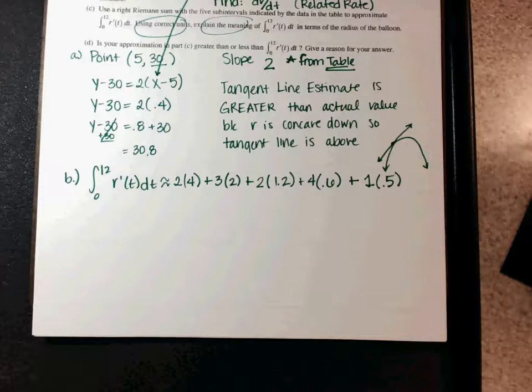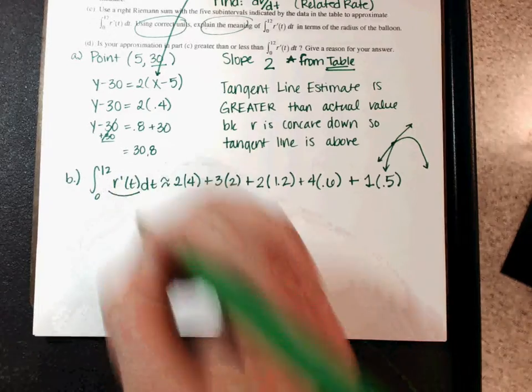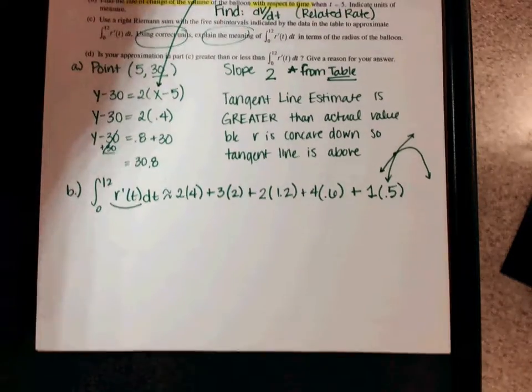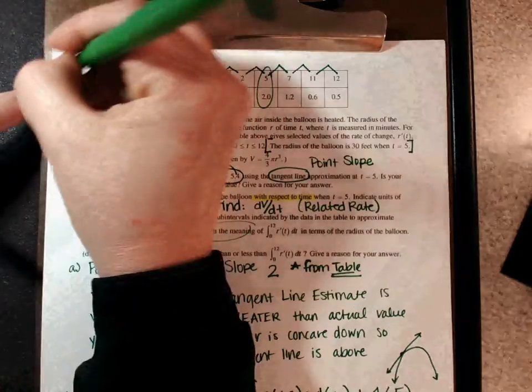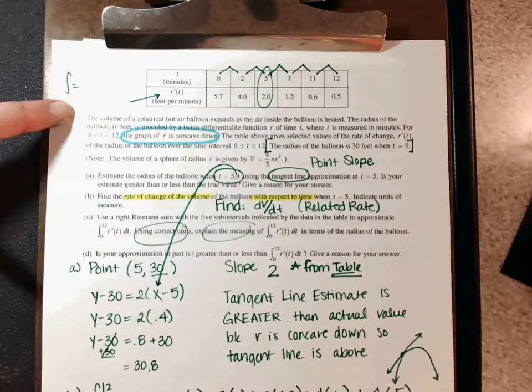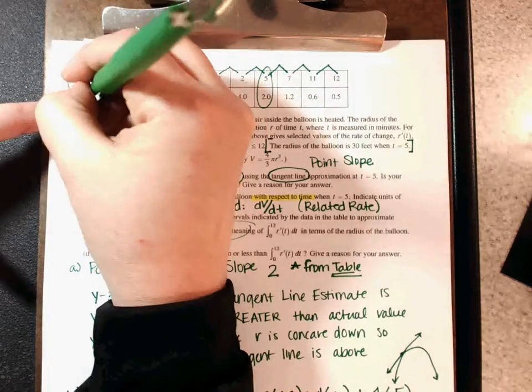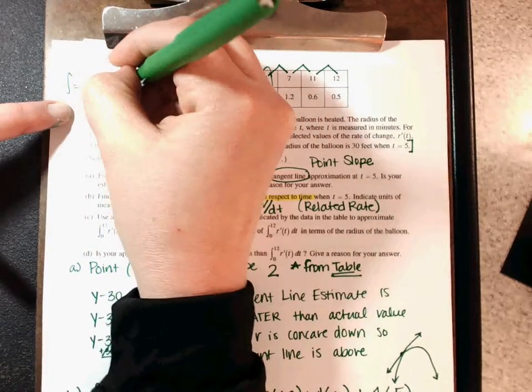Okay, then it tells me to interpret. So what is r prime of t measured in the chart? What does it say? Feet per minute. When you do an integral, you multiply the units. So I'm going to come up here for a second. For my integral, remember it's area. It's like length times width. So I would do feet per minute times minutes.